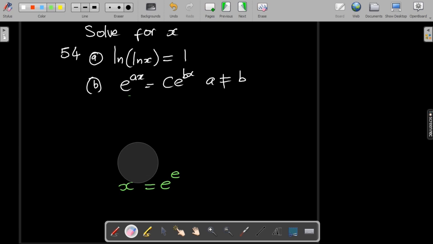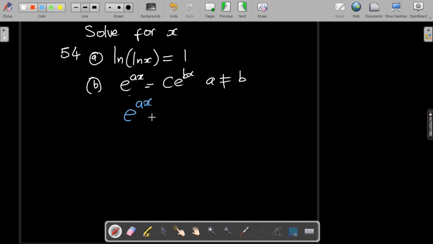Moving on to the second one. Here's what we can do. We can start off by dividing both sides by e to the power bx. If we divide both sides by e to the power bx, these cancel out on this side, and you're just left with c. Then using the rules of exponents, since these bases are the same, they're both e, you can combine the exponents by subtracting, and you only have a single e.